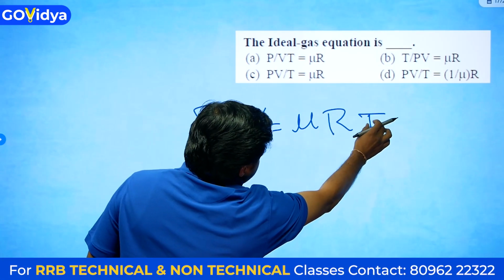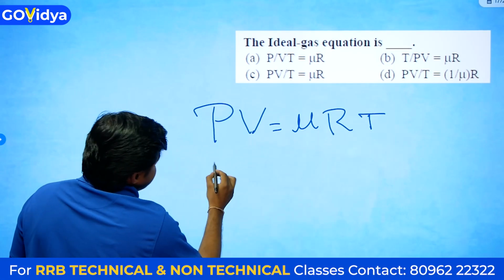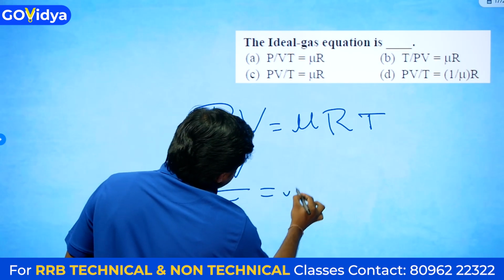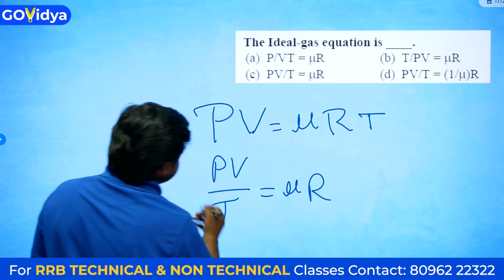Send T to the left side. PV by T is equal to mu R.